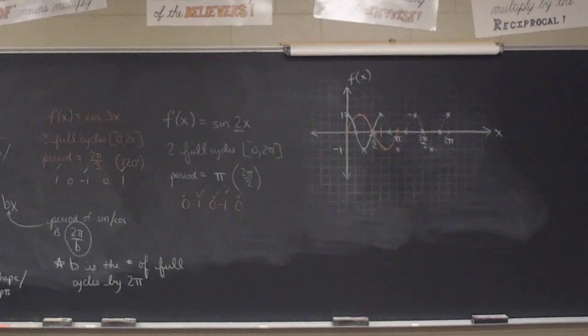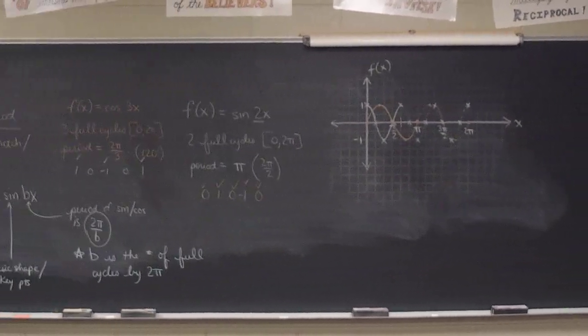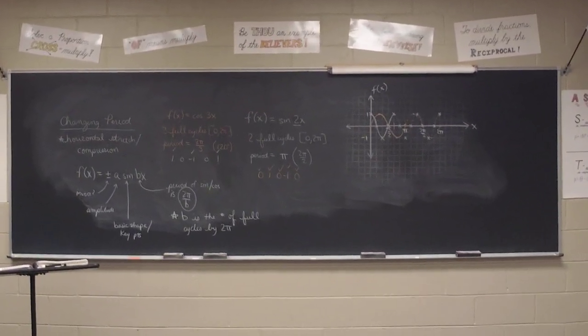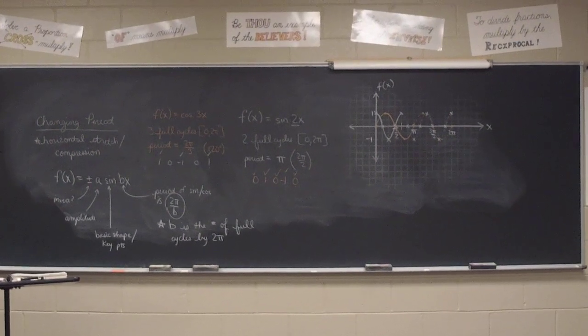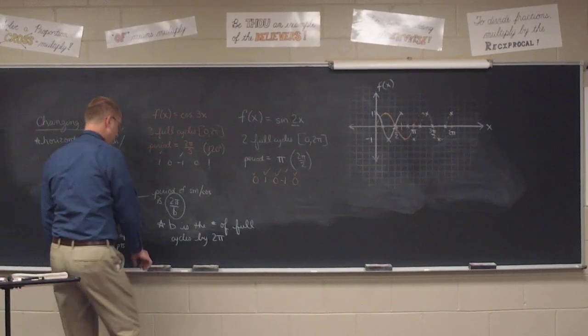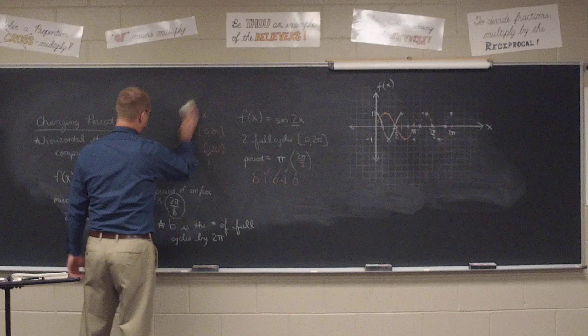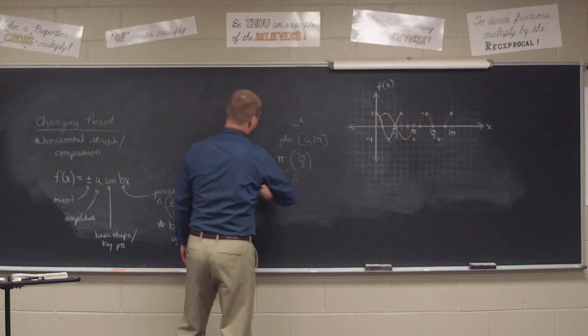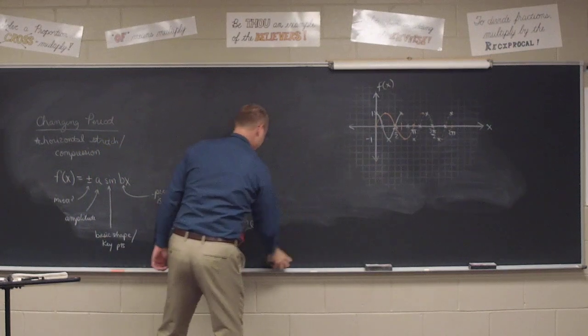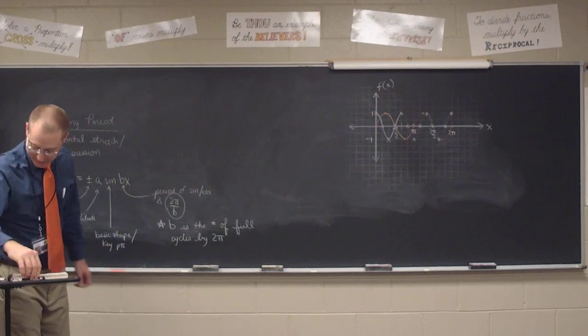Write this one down if you would. F of x equals the sine of half x. I just made my YouTube audience throw up with all the zooming I just did. All right, sorry about that, guys. F of x equals the sine of half x.